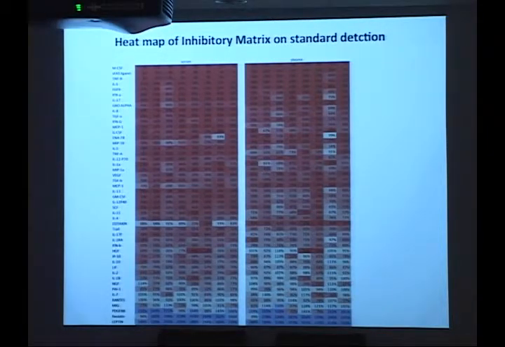However, one of the differences that we did note is that in serum, the nonspecific binding is a little higher than in plasma. And that I'll be showing you later.